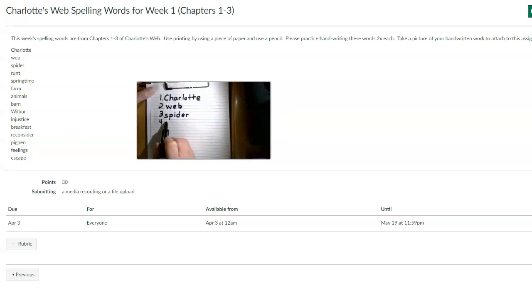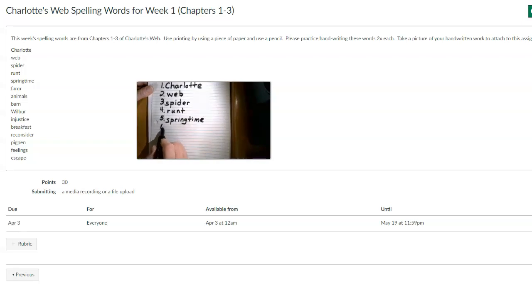Number 4, runt. The runt of the litter is usually the smallest. Runt. Number 5, springtime. Yay, springtime finally. Notice that springtime is a compound word. It has 2 words together in one. They need to be written together just like so.